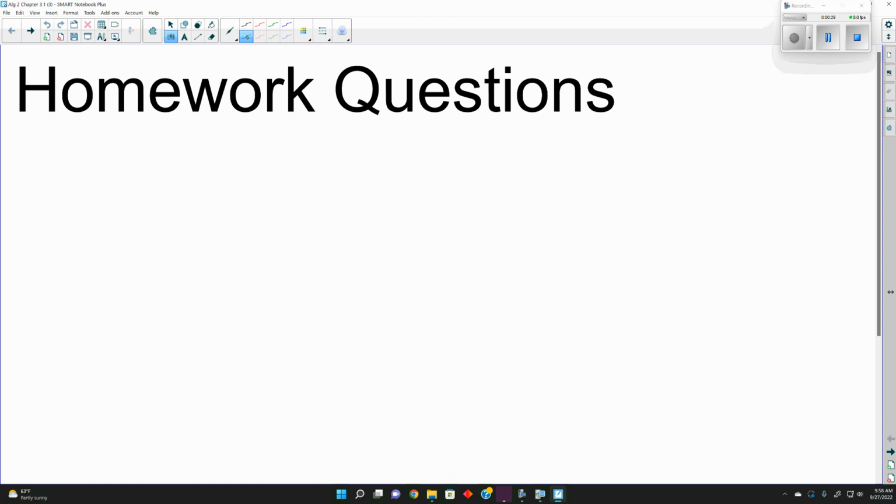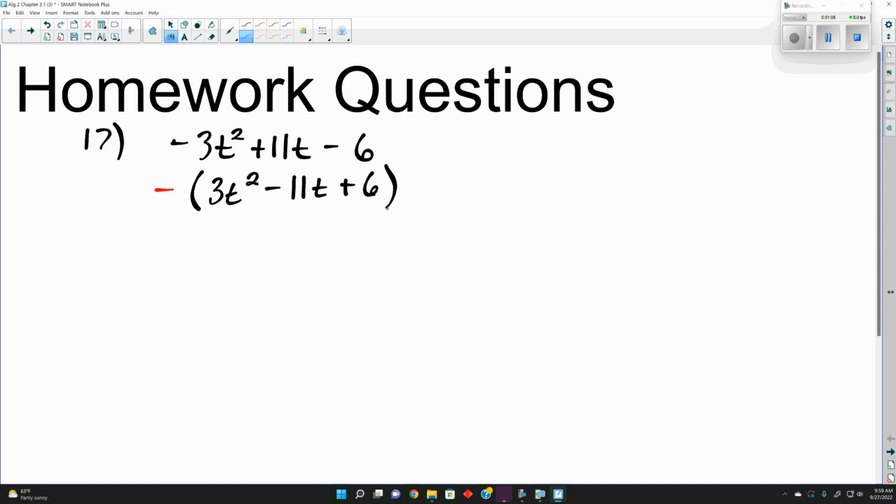Let me grab the assignment sheet. So 17, we can look at it first. So negative 3t squared plus 11t minus 6. The first thing we can do is look at a greatest common factor. There's not one, but what we can factor out is the negative, which would give us 3t squared minus 11t plus 6.